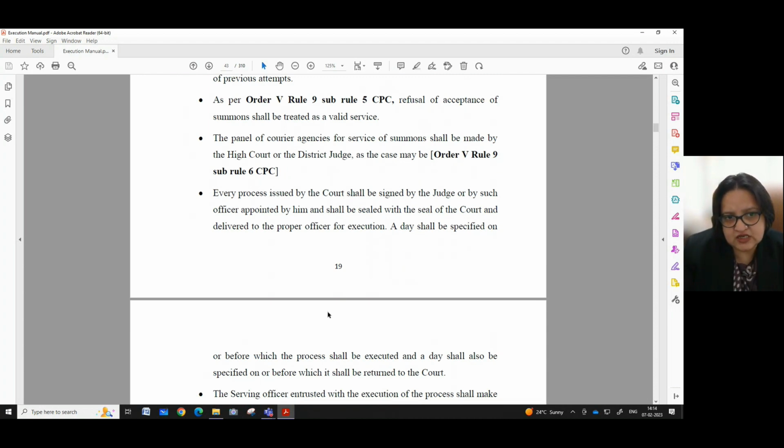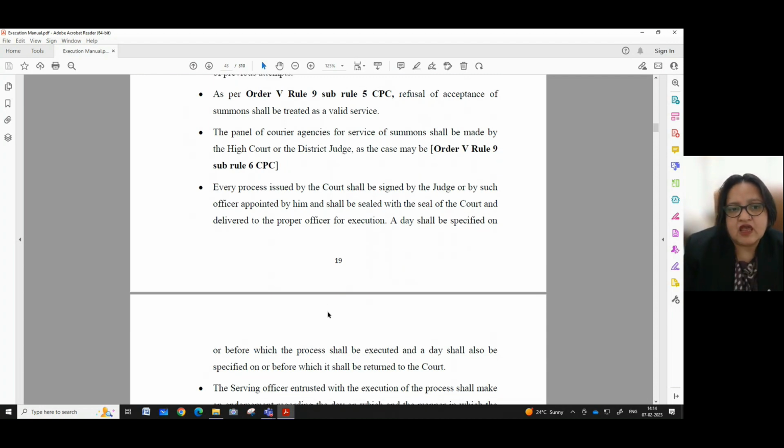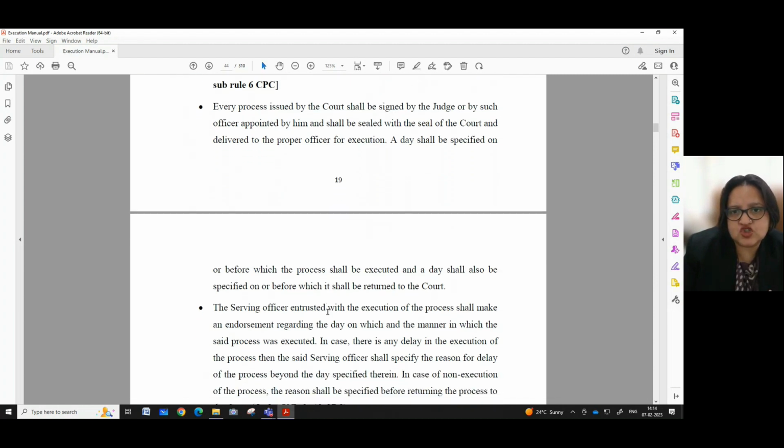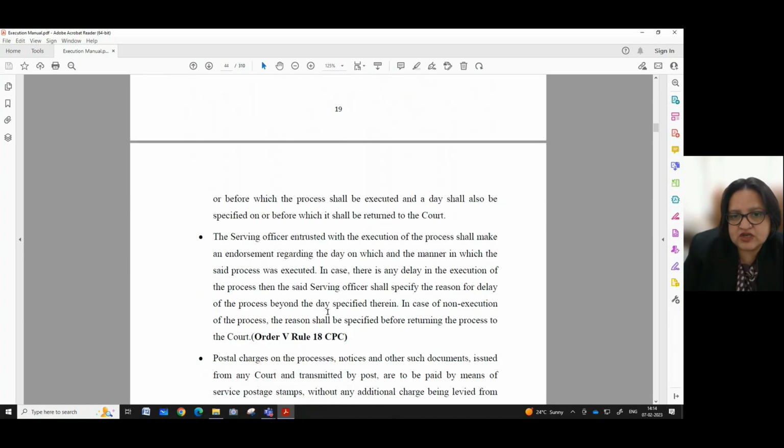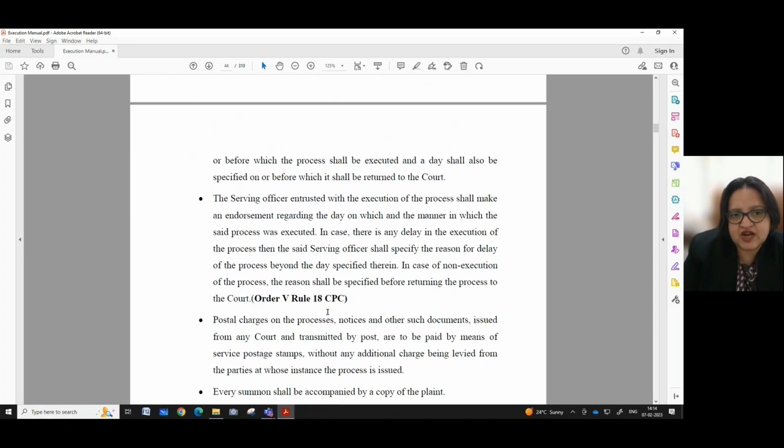Order 5, Rule 9, Sub-Rule 6 CPC. Every process issued by the court shall be signed by the judge or by such officer appointed by him and shall be sealed with the seal of the court and delivered to the proper officer for execution. A day shall be specified on or before which the process shall be executed, and a day shall also be specified on or before which it shall be returned to the court.